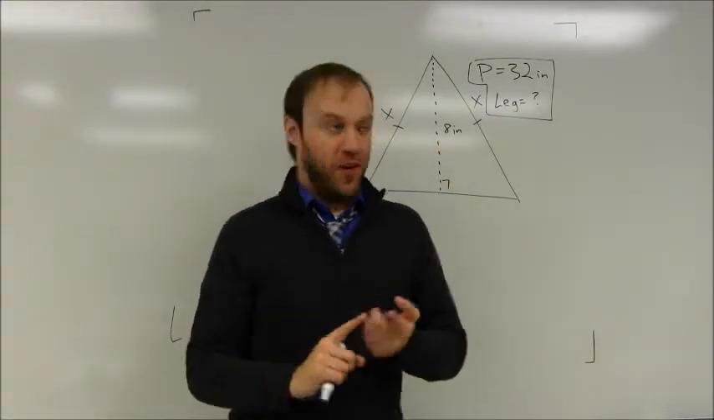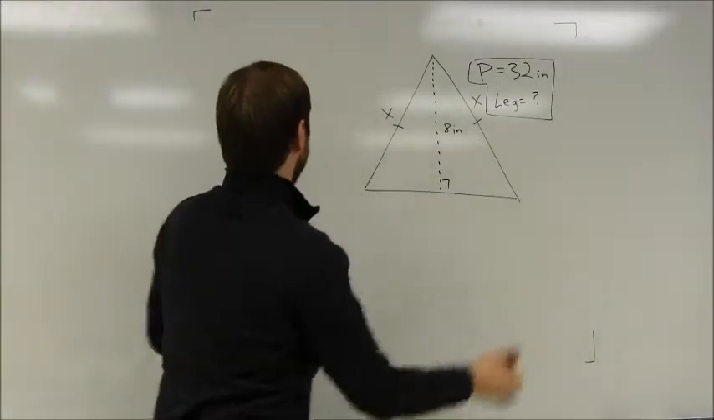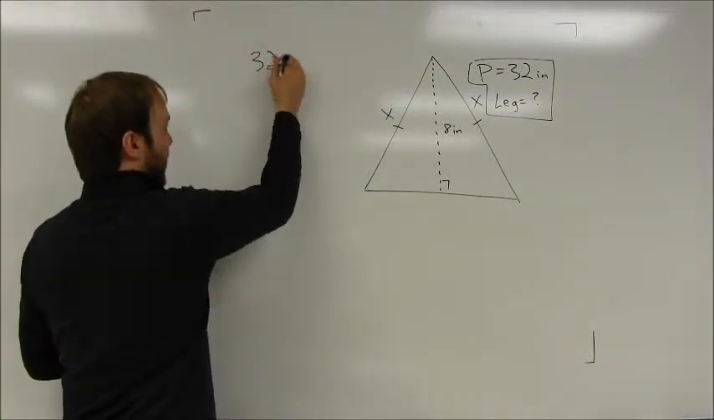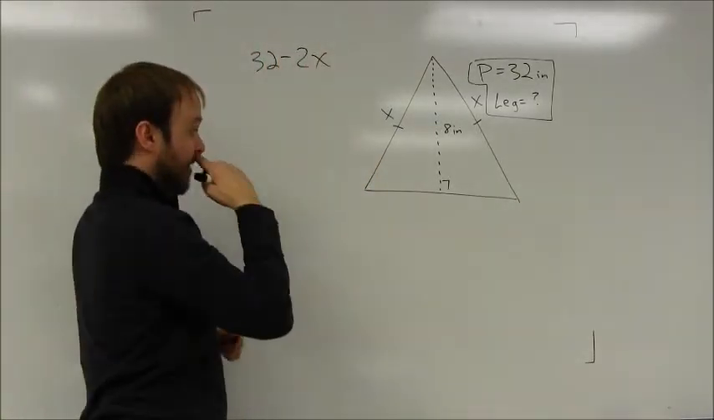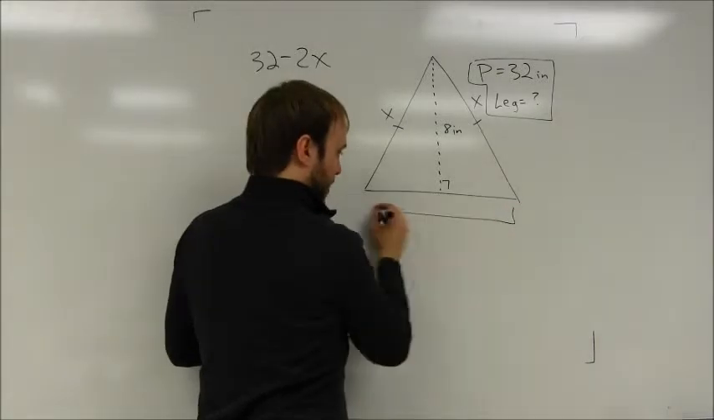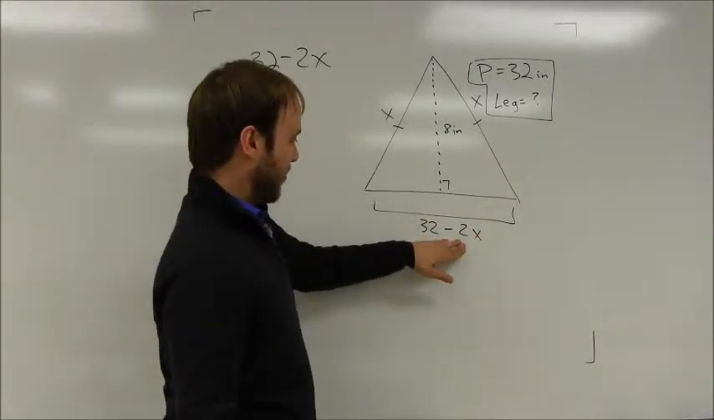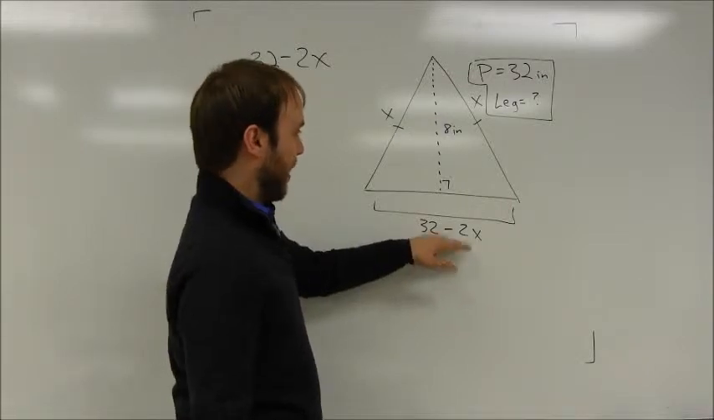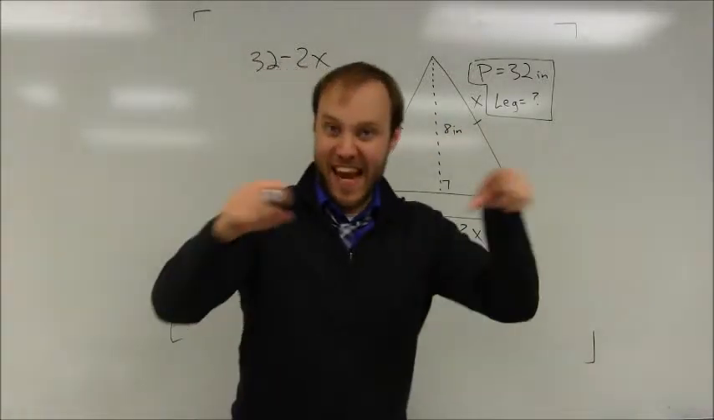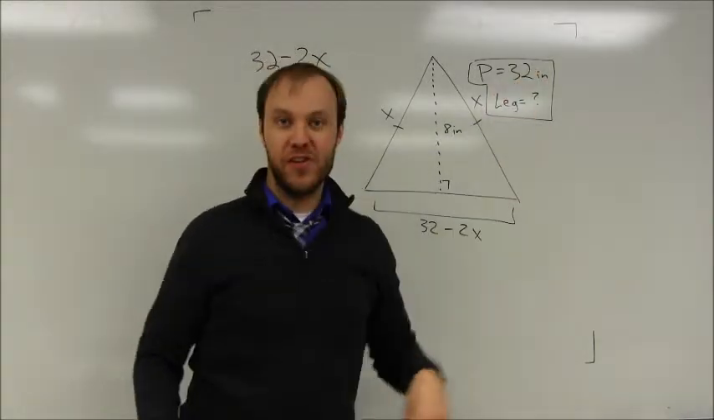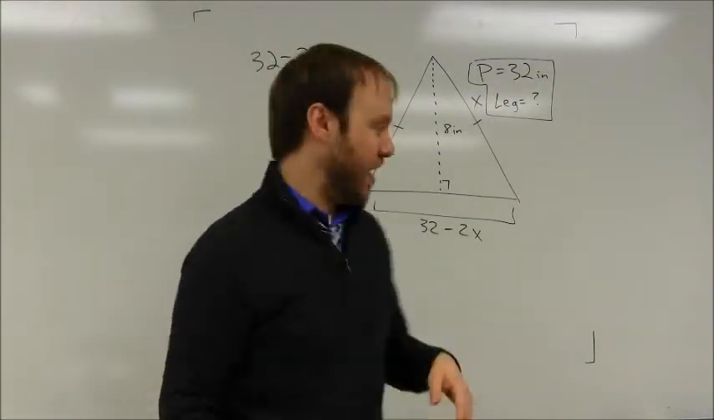32 is the total perimeter. I've just used 2 x's. So what I have left here is 32 minus 2x. That's the remaining part down here. And again, notice if I add 32 minus 2x and 2x, the x's cancel, and I get a perimeter of 32. So you can always check and make sure you labeled this right.